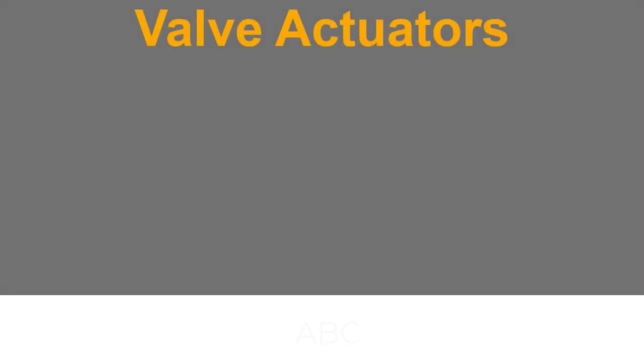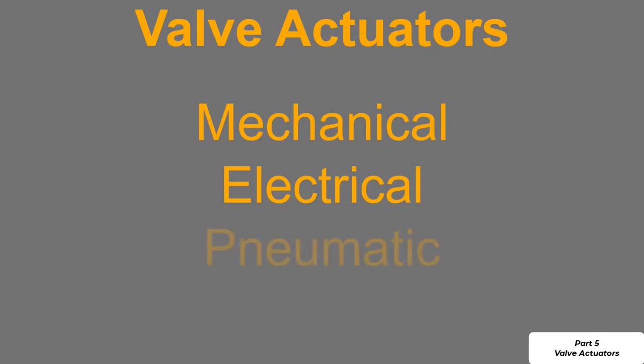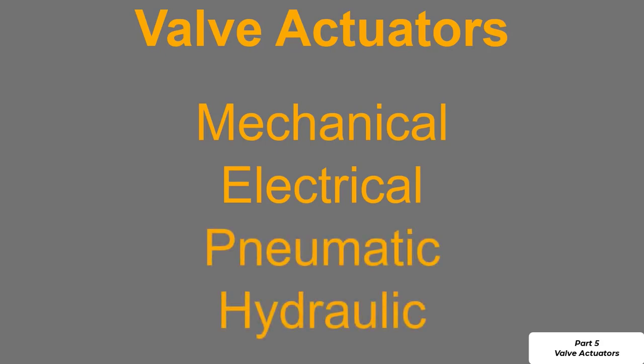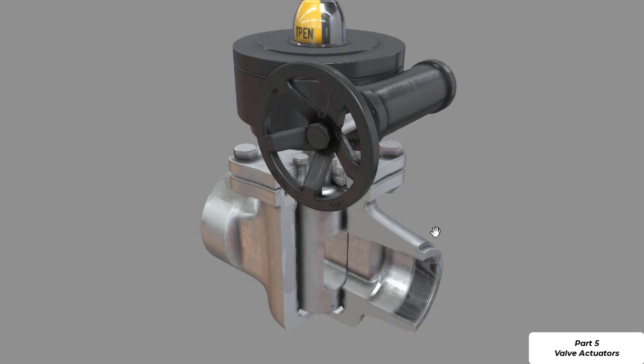There are four main types of valve actuators. These are mechanical, electrical, pneumatic, and hydraulic. Mechanical actuation would include just a simple hand lever or a gear wheel. The example we're seeing now is a gear wheel mounted through a gearbox, and this is to rotate a plug valve.